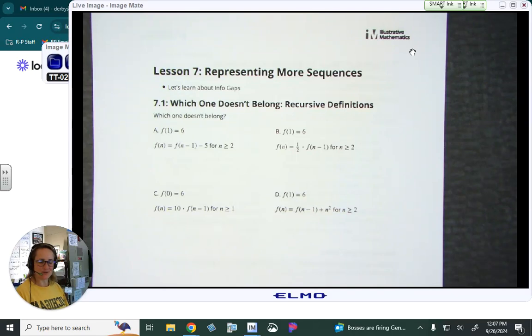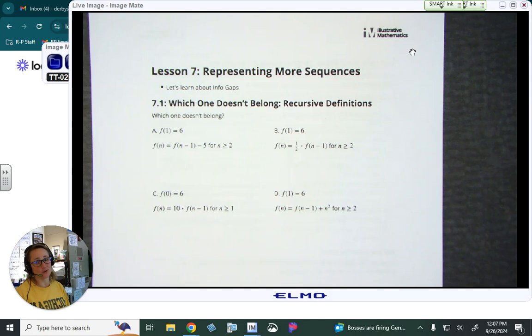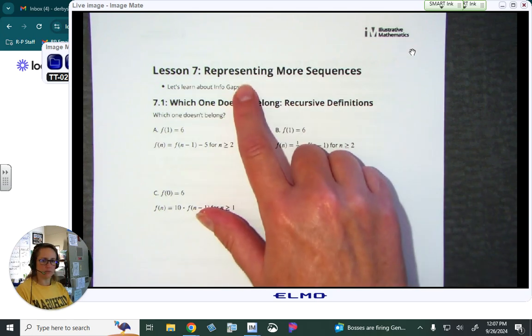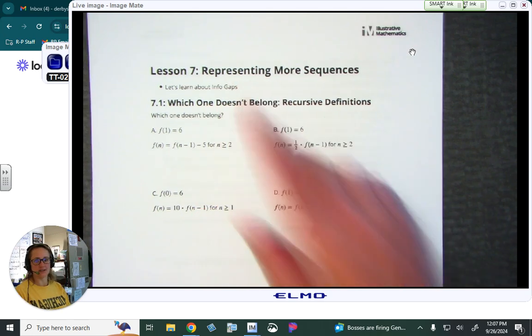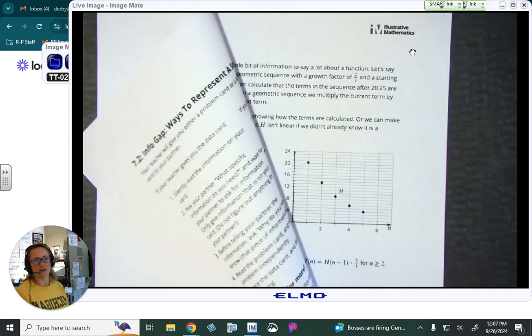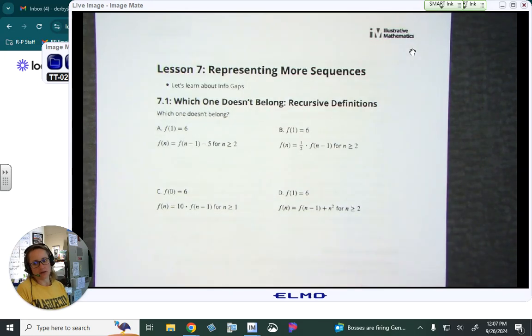All right. Hey, everybody. We're here in Unit 1 of Algebra 2, Lesson 7. This one's going to go pretty quickly because we're looking at representing more sequences, and there's an info gap in here that we can only do in class.